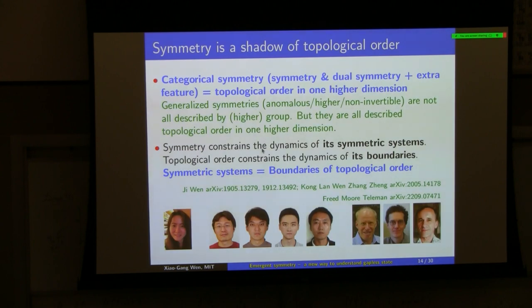So the idea is that topological order in one higher dimension can really describe symmetry, because we know symmetry constrains the dynamics of the system with that symmetry. The topological order actually constrains the dynamics of this boundary. Therefore, the symmetric system corresponds to the boundary of the corresponding topological order. So we have this correspondence. And so this really became a very general point of view of symmetry.